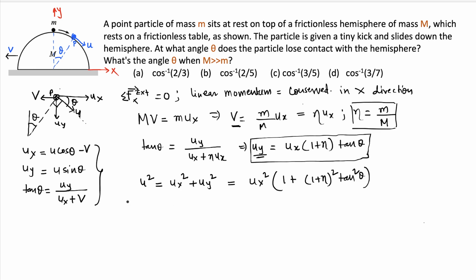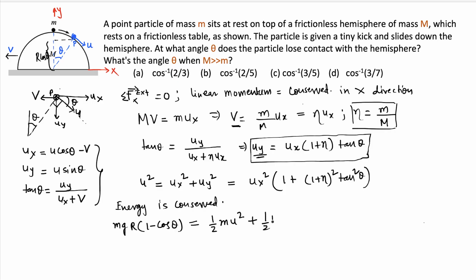Now, at this point, when the particle is at point P, we can conserve the energy. Energy is going to be conserved, right? It's clear because there is no external force. So therefore, the total loss in potential energy is how much? mgR(1 minus cos theta). This should be simple because this part is R cos theta. Therefore, the loss is mgR minus mgR cos theta. Okay. And that should be equal to half m u square plus half M v square. Right. So far, so good.